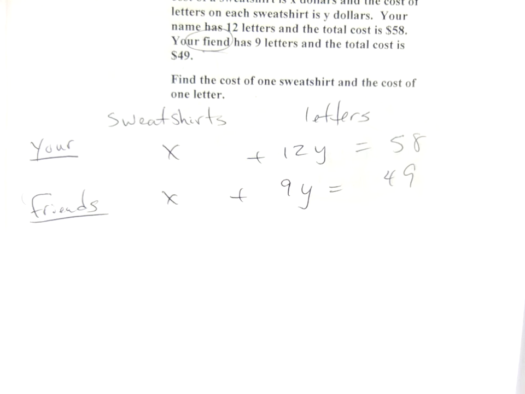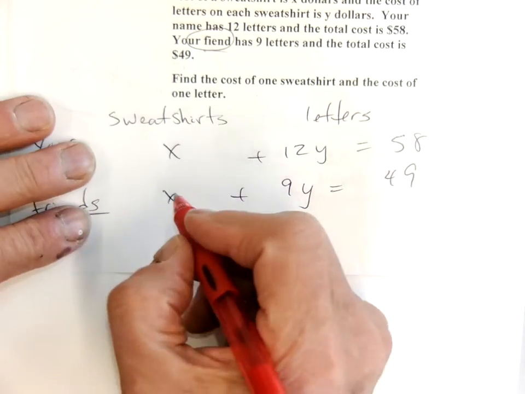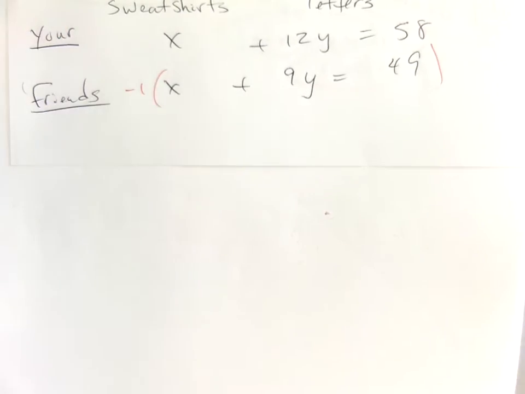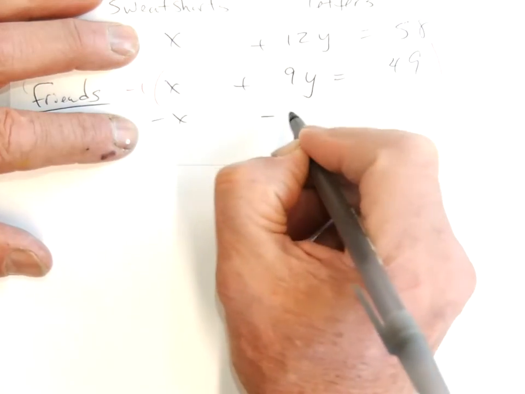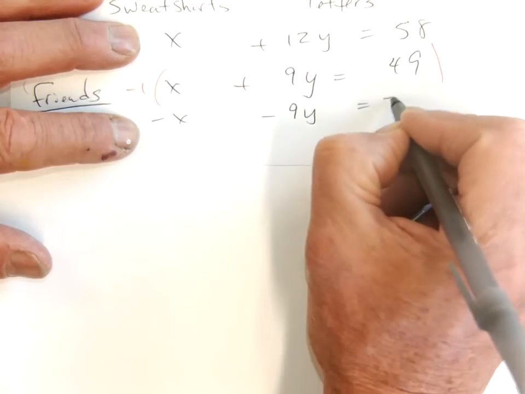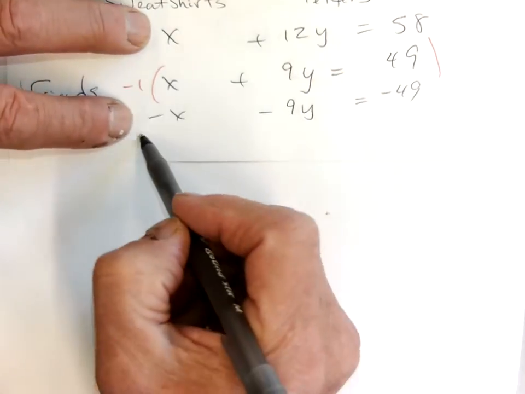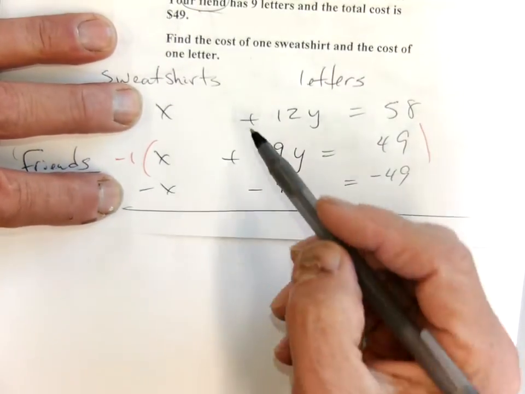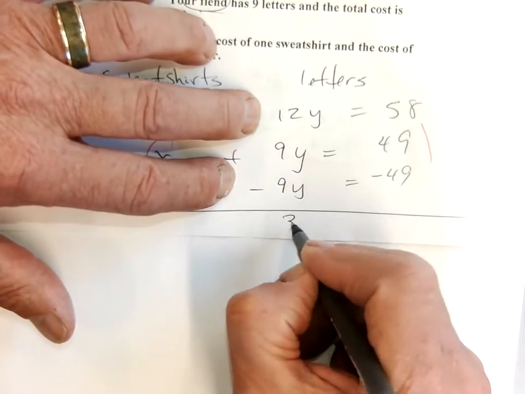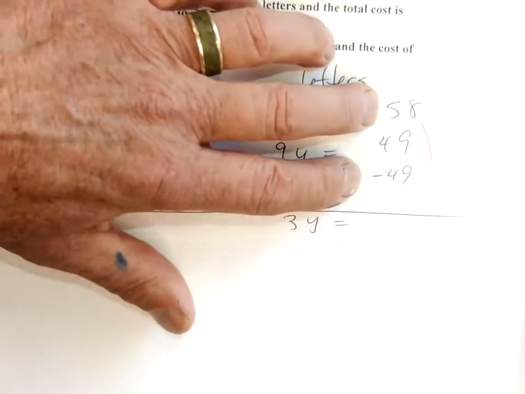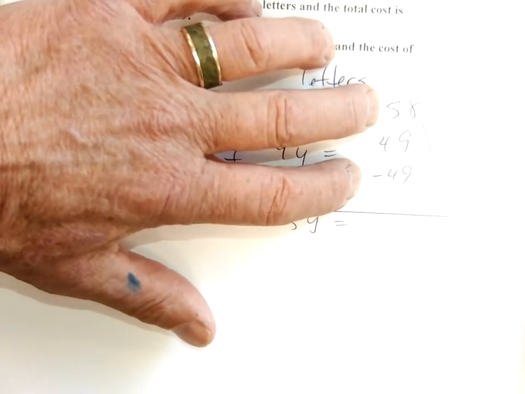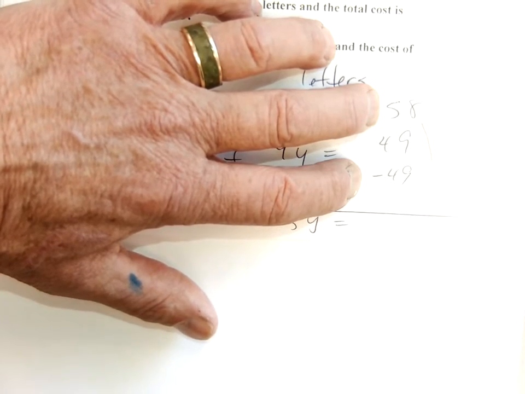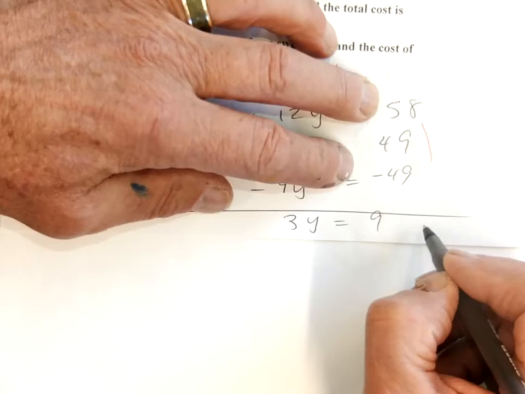We could find the cost. So let's get rid of the X, okay, with elimination to get rid of the X, right? Make it easy. I'll multiply this by -1, and I'll rewrite this as negative X minus Y equals -49. And then when I add them, I'll get 0 X's. 3Y equals, let's see, what's 58 minus 49? I get 9. Divide by 3, Y is 3.